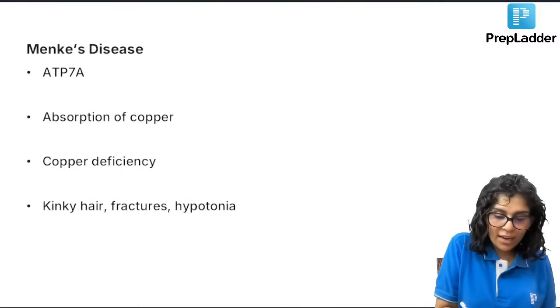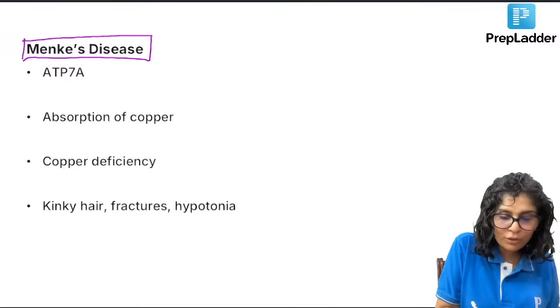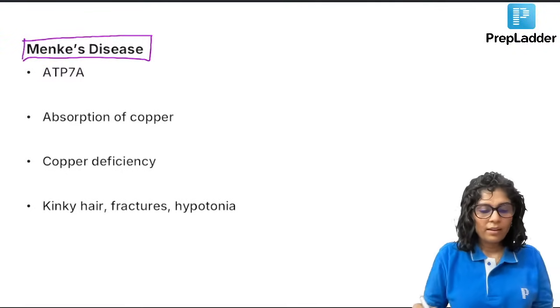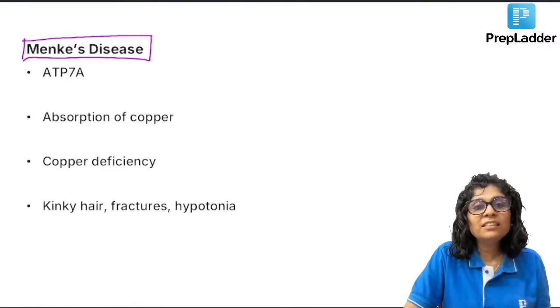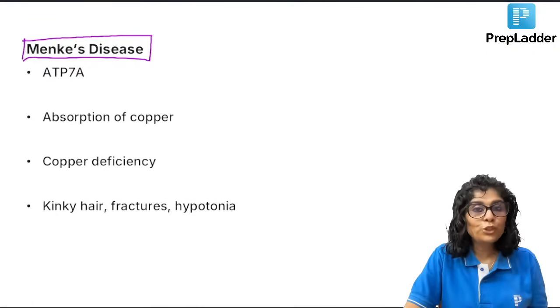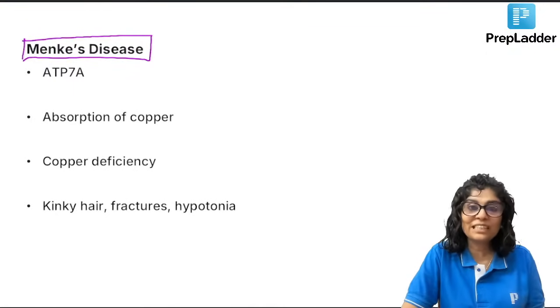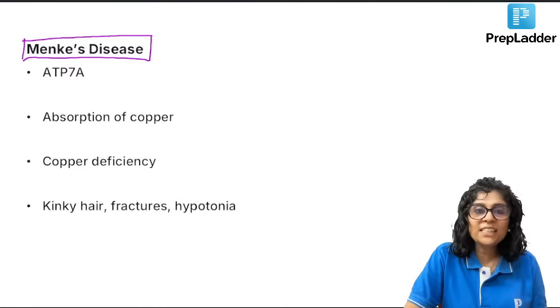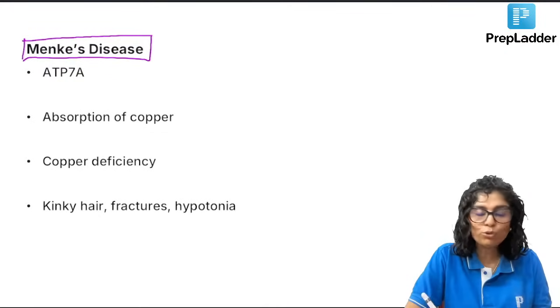Okay. So are you clear about Menkes disease? All of you tell me. Yeah, tell me Menkes disease is because of a defect of ATP7A. Copper absorption defect, copper deficiency, lysyl oxidase is defective. Without lysyl oxidase, what do you expect? Collagen maturation does not happen, and that causes kinky hair, fractures and hypotonia.